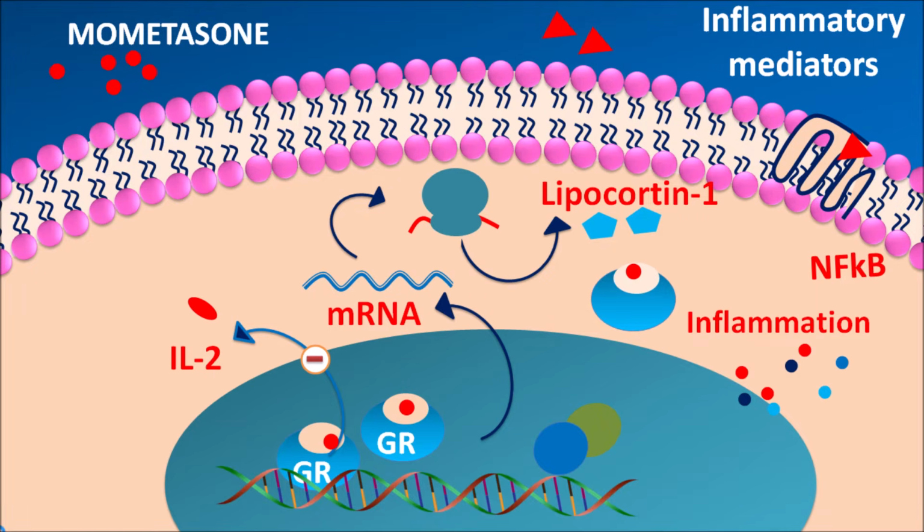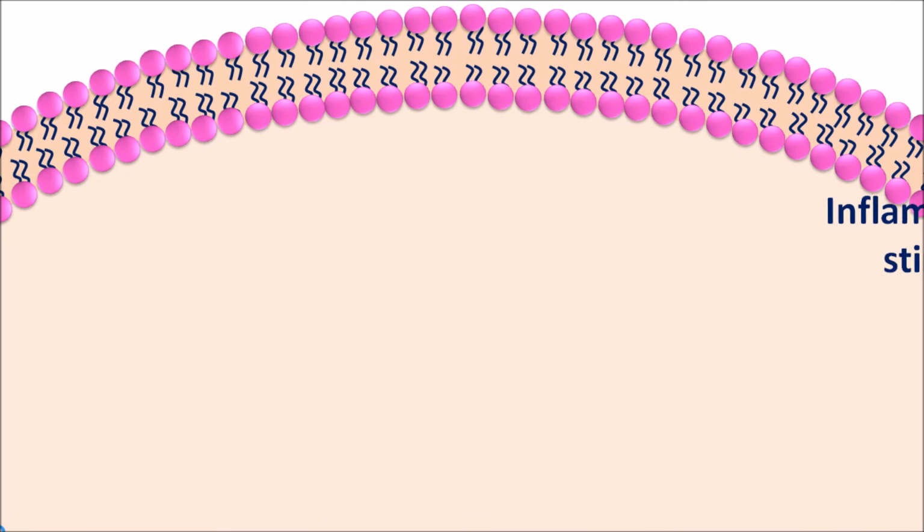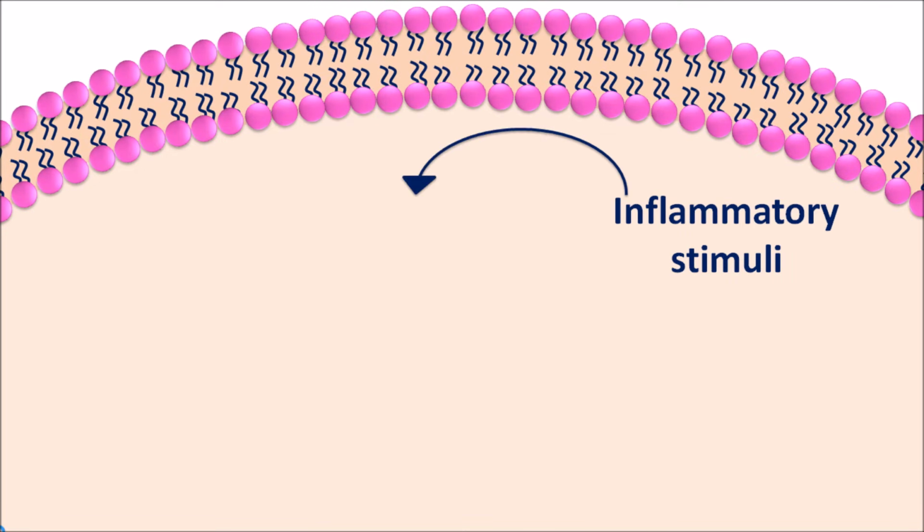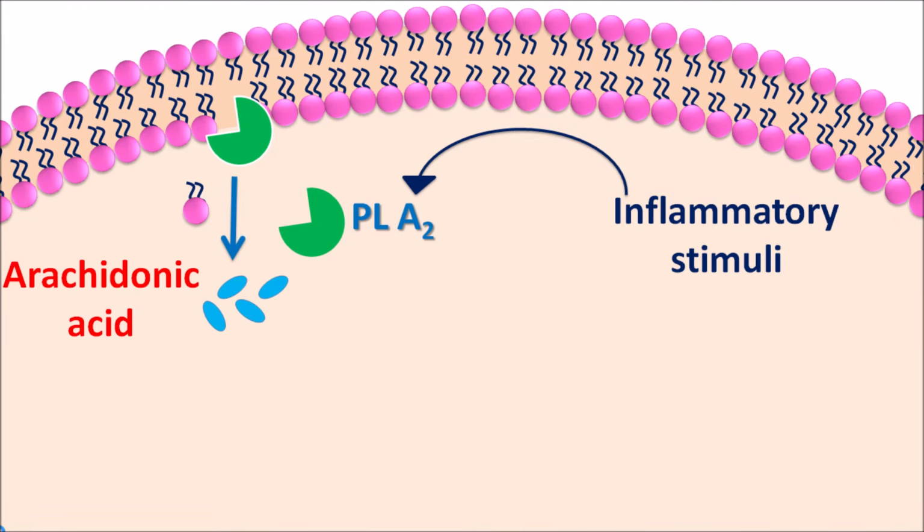Now this mometasone occupied on the glucocorticoid receptors can interact with the DNA and it can inhibit the action of NF-κB. In this way, mometasone also inhibits the gene transcription of inflammatory mediators. Within a cell, when there is an inflammatory stimulus, it can release one of the important mediators, phospholipase A2. This phospholipase A2 can interact with the phospholipid membrane so that it can cleave the phospholipids into one of the mediators, arachidonic acid. This arachidonic acid is a C20 fatty acid, which is the important precursor for many of the inflammatory mediators.